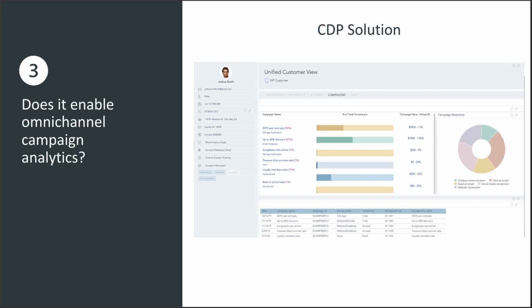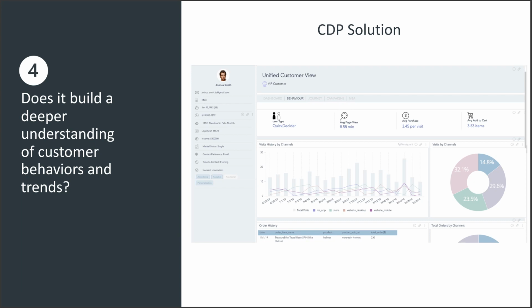We can also see specific reactions to campaigns, how well they react to something from a chatbot, something from an email, something from social media, and we can build up that view of this customer. Again, like we said, the PII data on the left shows contact preference email, because we can see that we're converting more from an email offer than from any other specific channel.